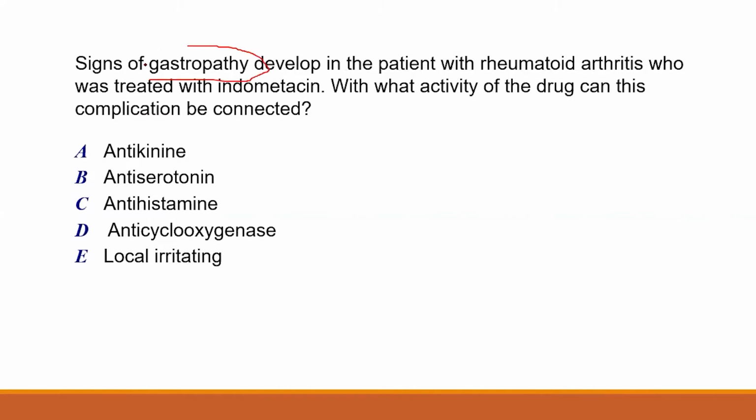Now we have signs of gastropathy. When we say gastropathy, it is a problem with the mucosa of the stomach. Now, they say it developed in this patient with rheumatoid arthritis. People with rheumatoid arthritis are normally given NSAIDs, or non-steroidal anti-inflammatory drugs, to help them with the pain. They said this person was treated with indomethacin, so that again confirms the drug treatment: non-steroidal anti-inflammatory drugs.